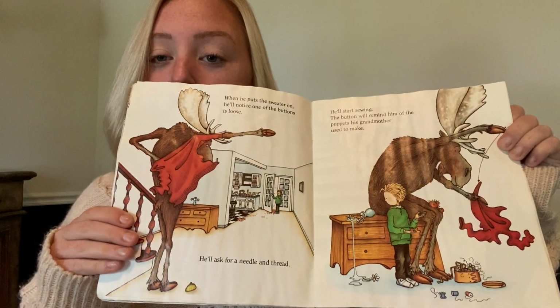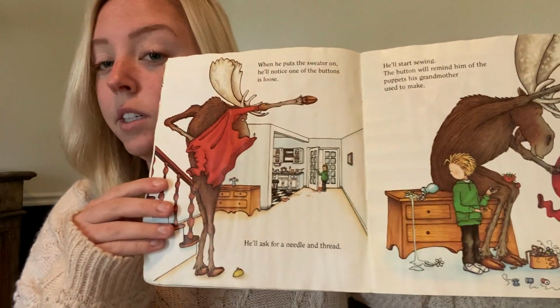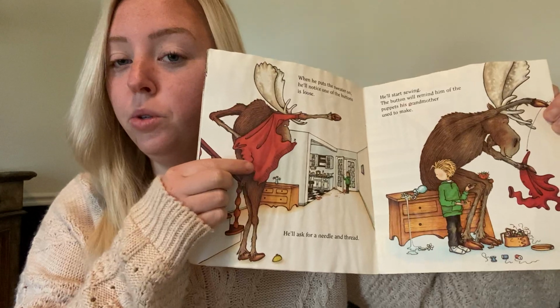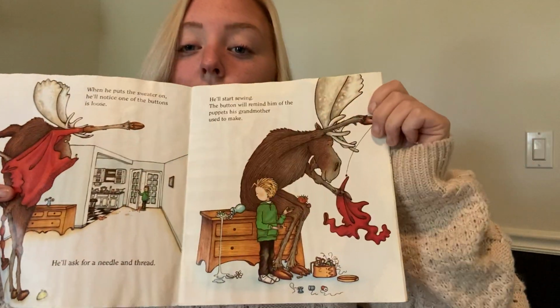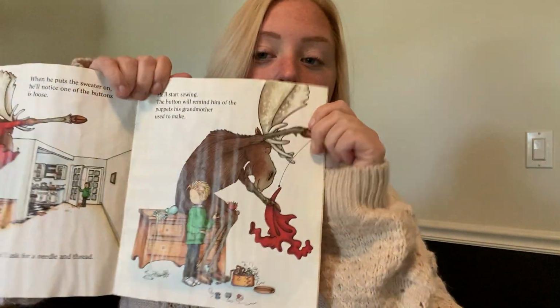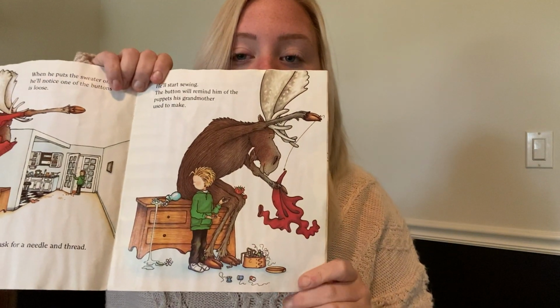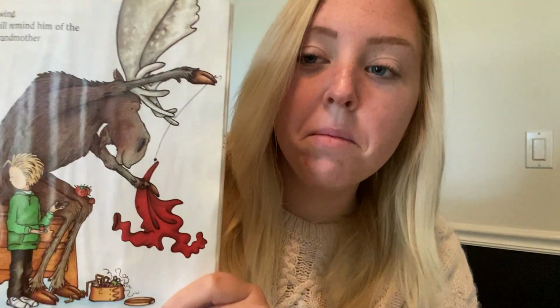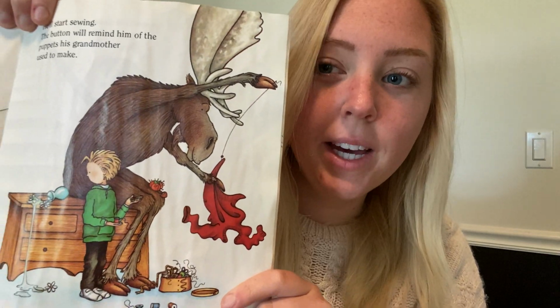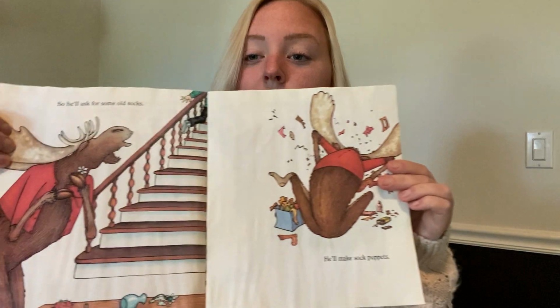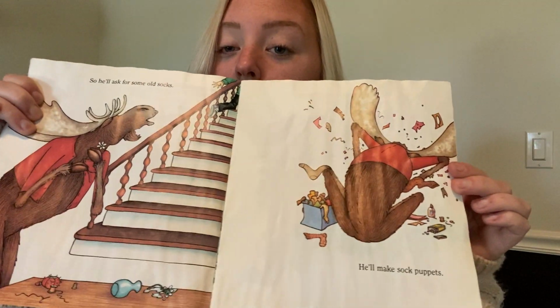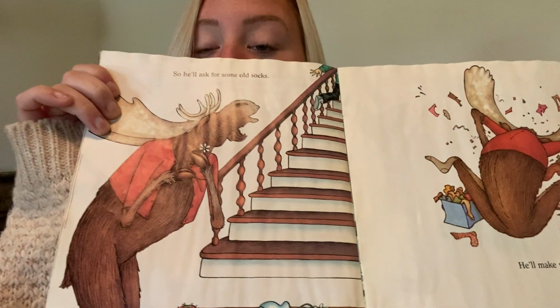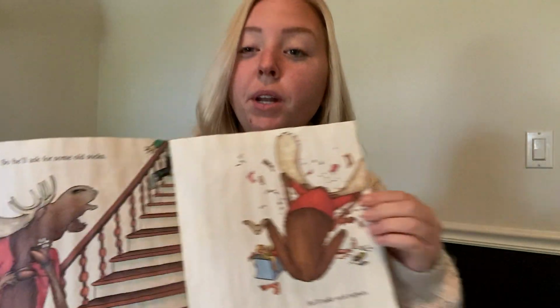Oh, look at this picture. So, in this picture, I see the moose with a sweater, and over here, he's unraveling the sweater maybe, or he might be sewing it. And now he tried on the sweater, because we're reading the pictures and we can see what's happening. And we would keep doing that for the whole book.